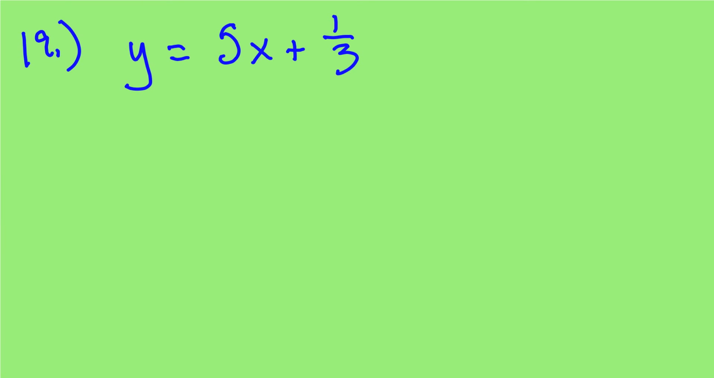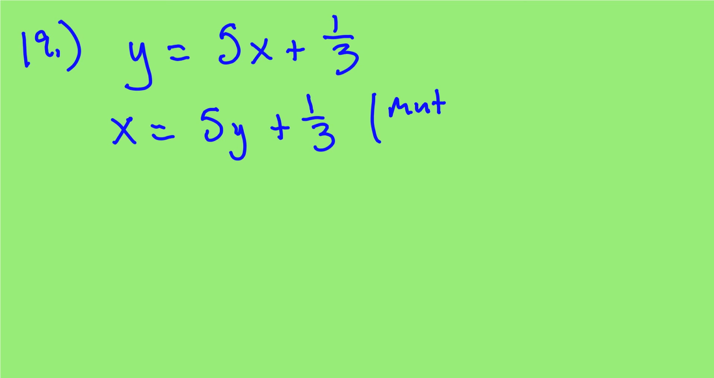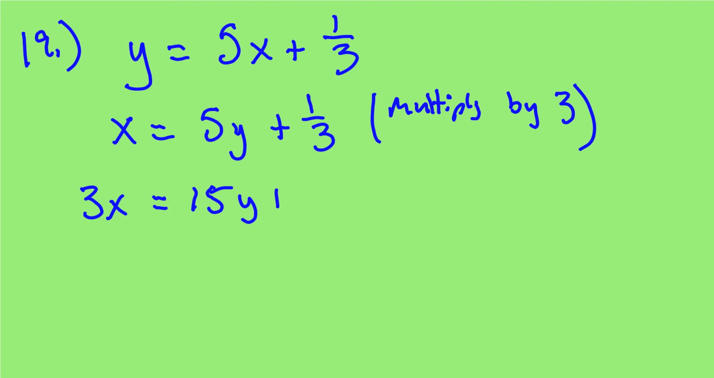Alright, number 19. I have y is equal to 5x plus 3. So the first thing I'm going to do is have x equals 5y plus 1/3. Now I'm going to multiply everything by 3, because that's going to get rid of that little fraction. I know you guys don't like the fractions, so I have 3x equals 15y plus 1. I multiplied everything by 3.